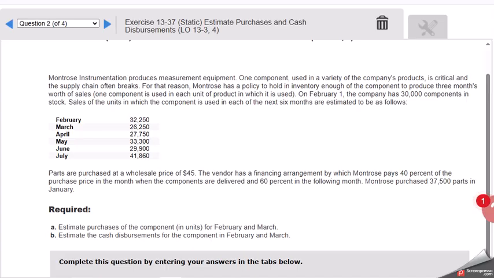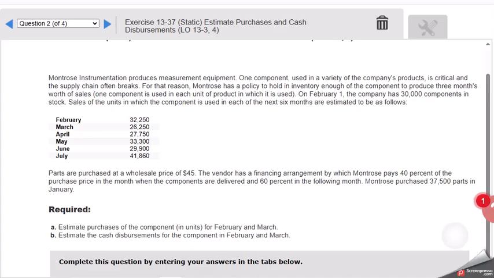The parts are purchased at wholesale for $45. The vendor has a financing agreement in which Montrose pays 40% of the purchase price in the month when the components are delivered, and then 60% in the following month. Montrose purchased 37,500 parts in January. So estimate the purchases of the component in units for February and March, and then estimate the cash disbursements.